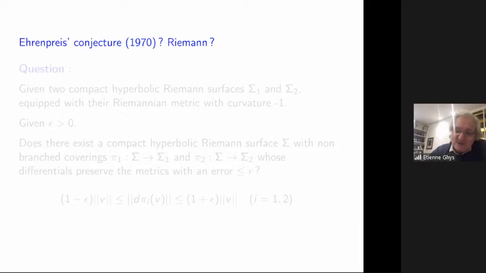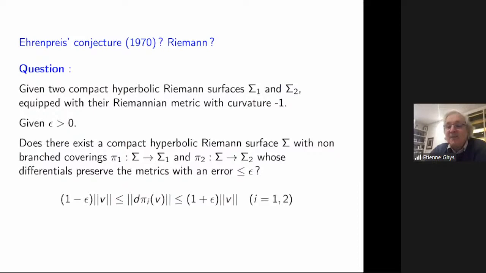And let me ask it precisely. You start with two compact hyperbolic surfaces. And now, instead of thinking of them as being complex curves, you think of them as being equipped with their Riemannian metric of curvature minus one. And now you try to find finite covers which are not quite the same, but which are almost the same. So you fix an epsilon, and you look for a compact hyperbolic surface, sigma, and unbranched coverings, pi 1 and pi 2, from sigma to sigma 1, and from sigma to sigma 2, which are not isometric, not local isometries, because that would be impossible by this Riemann countability argument, but which are almost isometric up to an error epsilon.